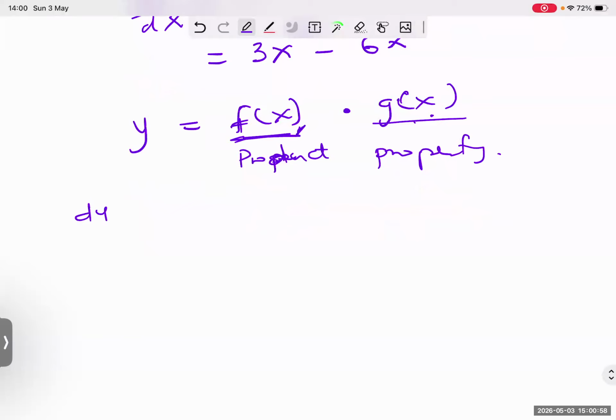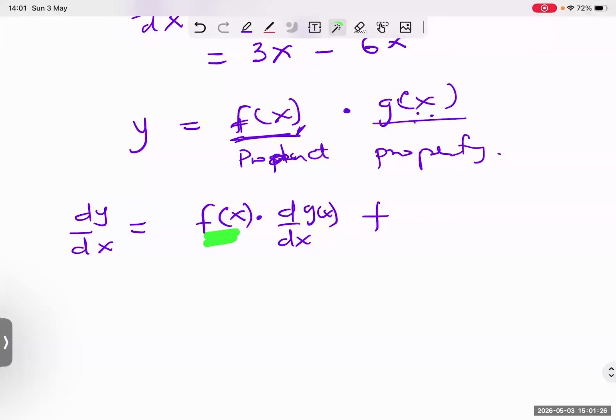This is what I'm talking about. This is dy/dx is equal to, if we decide to keep the first function constant, it means we are not going to differentiate it. We don't touch it. Leave it as it is. Times, we differentiate the second function. So here we'll have d over dx of g of x, plus the opposite of what we have just done. And the opposite is we'll differentiate f and then keep g constant. So we'll keep g constant times differentiate f. You can decide to switch them around.